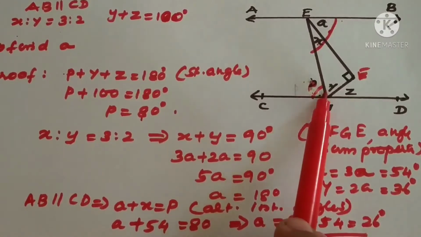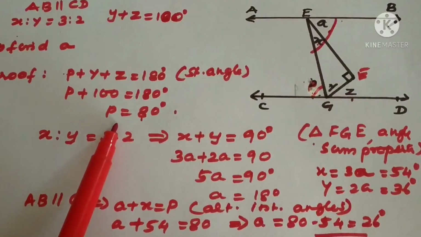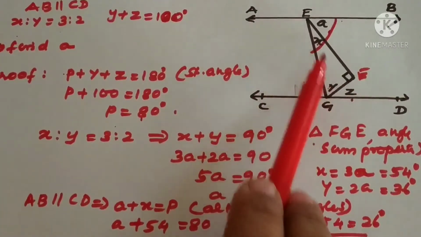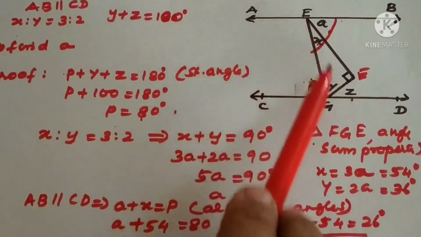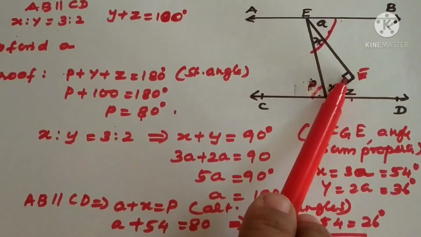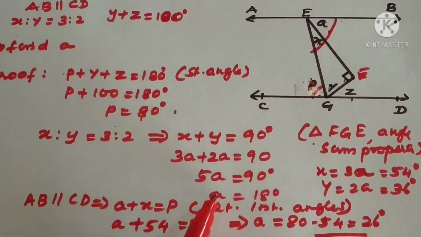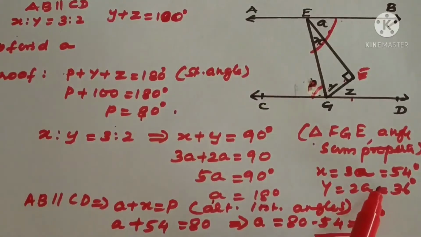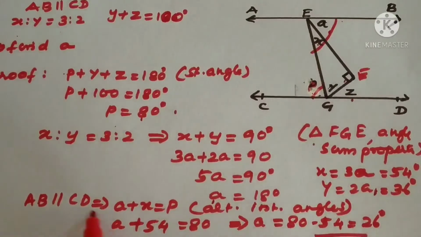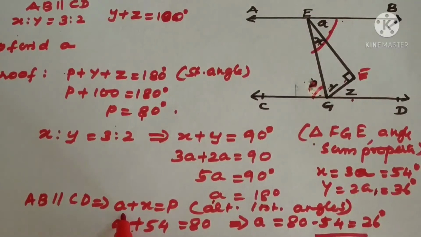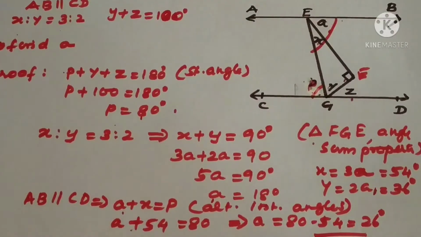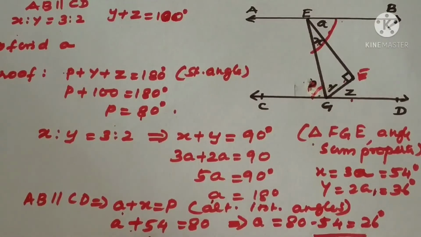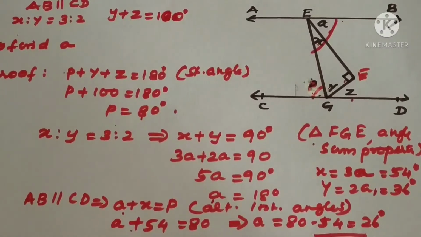First we used the P plus Y plus Z straight angle property and calculated P. Next they told that X and Y are in the ratio 3:2. So we considered triangle FGE, because one angle is 90, so the sum of X plus Y is 90. Therefore the common value will be 18. That means X is 54, Y equals 36. After that, we want A only, so from the diagram we can write A plus X equals P, alternate interior angles. A value we don't know, X we know, and P we know. Substitute: A equals 80 minus 54, equal to 26 degrees.